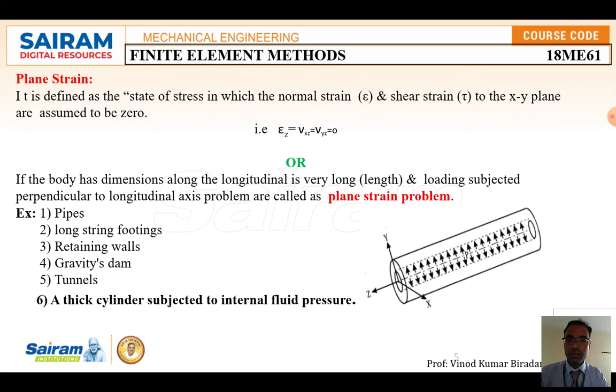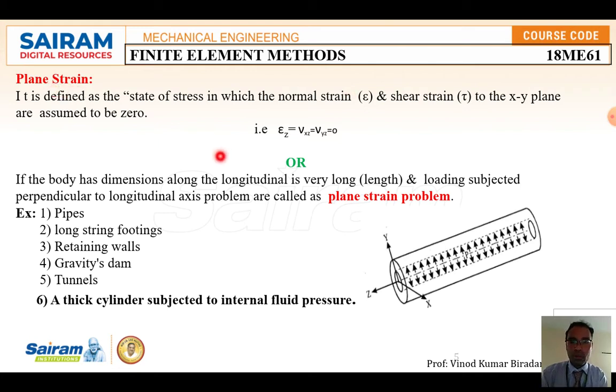Coming to plane strain, the definition is similar to plane stress, but here, as the name indicates, it concerns strain. If you consider any long object, a long strip, the strain in the third direction, along z, becomes 0. If that condition is satisfied, you call it plane strain. It is defined as the state in which the normal strain and the shear strains to the xy plane are assumed to be 0, that is, the strain along z, gamma xz and gamma yz, equal 0.